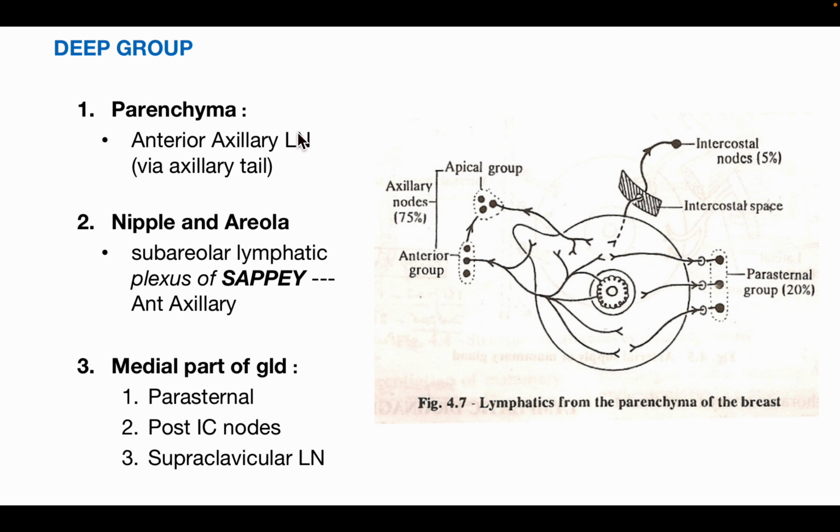So that was about the superficial group. We have the deep group also. The deep group drains the parenchyma, nipple and areolar area. The parenchyma goes and drains into the anterior axillary lymph nodes through the axillary tail of the mammary gland. For the nipple and areolar area, we have the subareolar plexus of Sappey, and from here the lymph is drained into the anterior axillary lymph nodes, and from the medial part of the gland to the parasternal, posterior intercostal lymph nodes, and supraclavicular lymph nodes also.